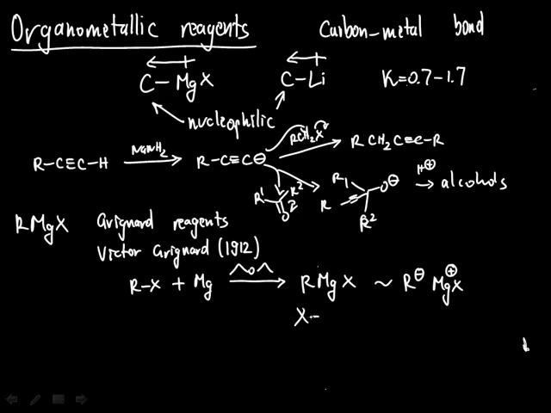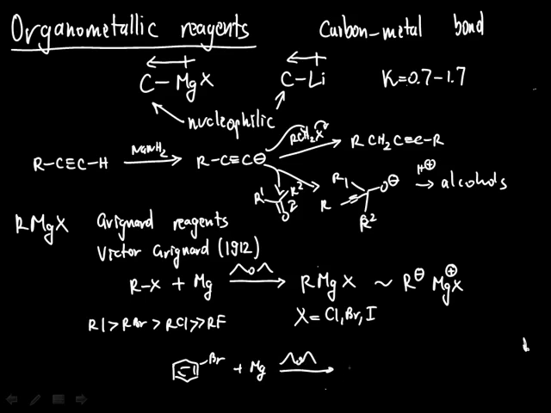Now this X can be chloride, bromide, or iodide. Rarely are fluorides used. And the reason for that is that the reactivity of fluorides is not sufficient. So iodides are most reactive, followed by bromides, then chlorides, and then much lower are fluorides in the rate of formation. And an example of this, we take phenyl bromide and treat it with magnesium in ether. We will get phenylmagnesium bromide.